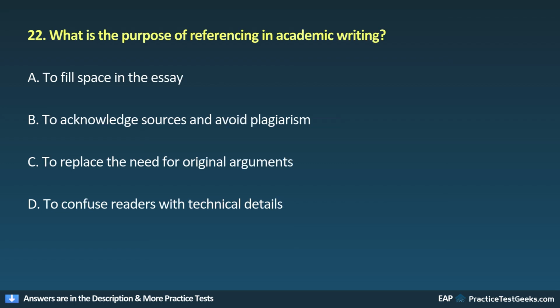22. What is the purpose of referencing in academic writing? A. To fill space in the essay. B. To acknowledge sources and avoid plagiarism. C. To replace the need for original arguments. D. To confuse readers with technical details.